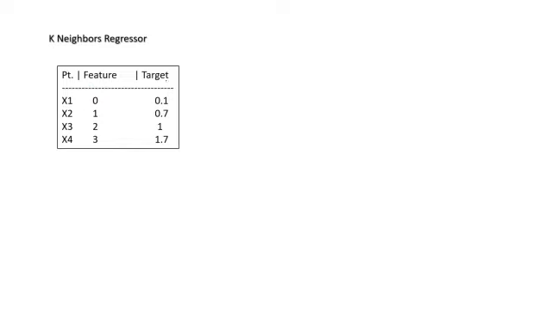For the first point the feature is 0 and the target is 0.1. For point x2, the feature gets the value of 1 and this is the target. These are all random values; I haven't really used any formula. For feature point x3, it's 3 and the target is 1.7. Like that. This is your XR, which is the feature, and YR is the target.